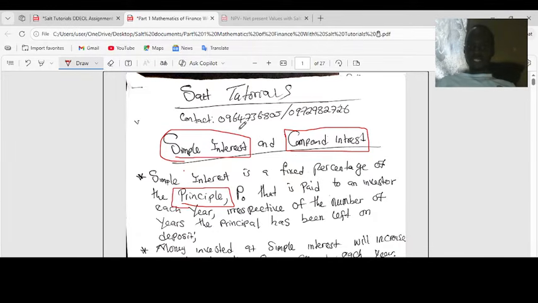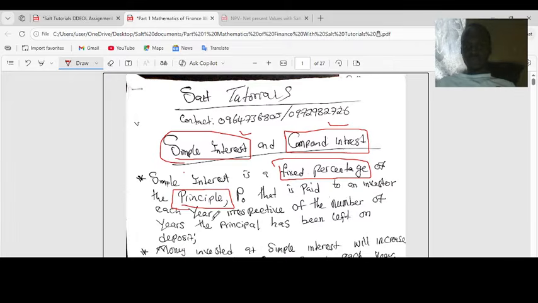Now the question is, what is the difference between simple interest and compound interest? Simple interest is defined as a fixed percentage of the principal. What is the principal? It is the amount of money you are borrowing, or in short, the amount of money you are getting at present. It is abbreviated as P0 to symbolize the original amount which you get at that instance. After a certain period of time, you expect this money to grow.